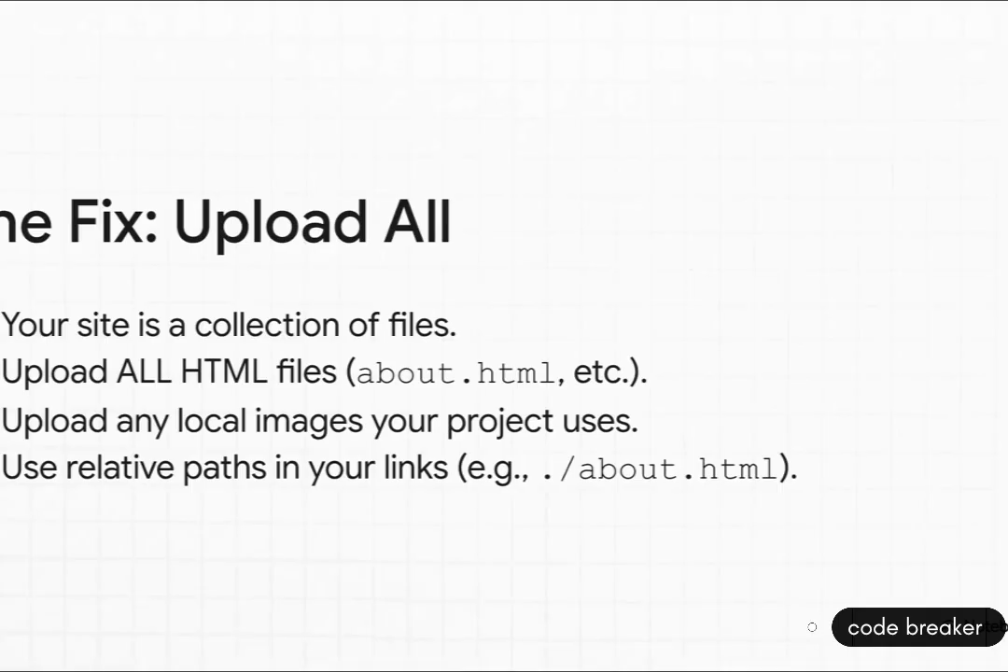So you've got to remember, a website isn't just one file. It's a whole collection of files that are all linked together. You need to upload everything. All your HTML files like about.html and contact.html, and don't forget any local images or CSS files your project needs. GitHub Pages can only show the files that you've actually given it. Also, it's a good idea to double-check that your links are relative paths, like ./about.html, so they work online just like they do on your computer.